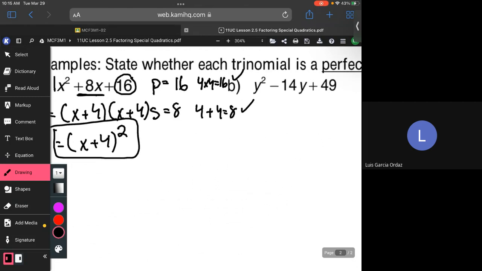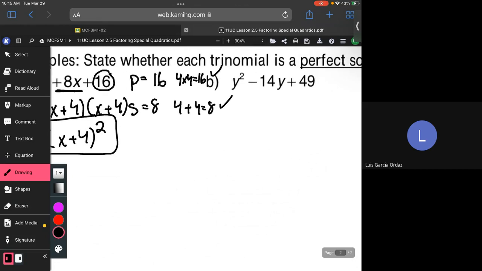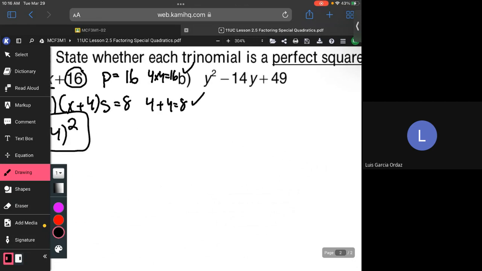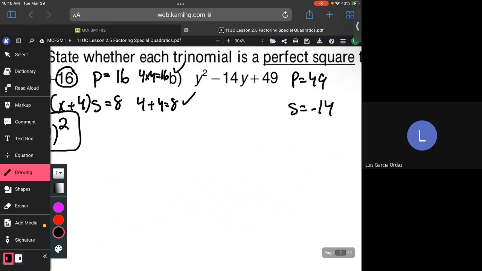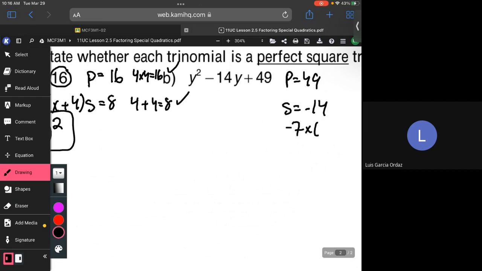Okay, my next one I have y squared minus 14y plus 49. So what's my product here? And my sum? So what two numbers would work? Positive or negative? Negative 7. So negative 7 times negative 7 is equal to positive 49. And negative 7 plus negative 7 gives me negative 14, which is what we want because that's my middle term. So what are my brackets or what are my factors going to consist of?